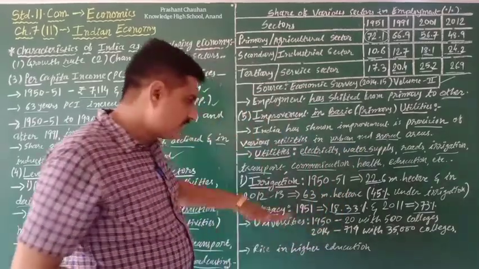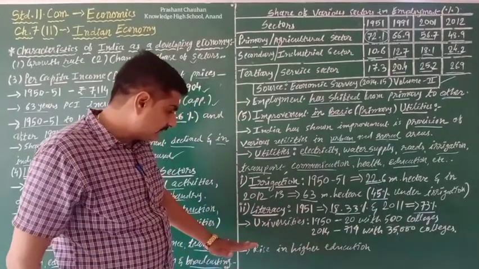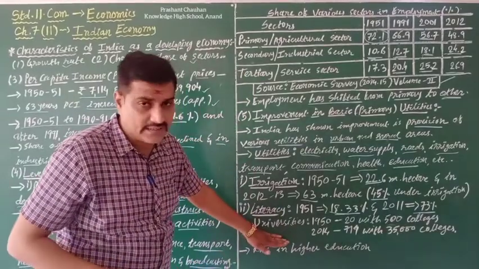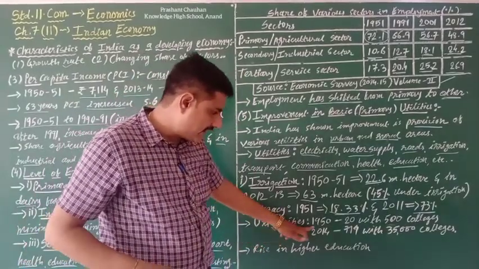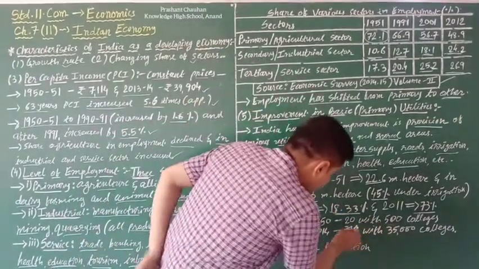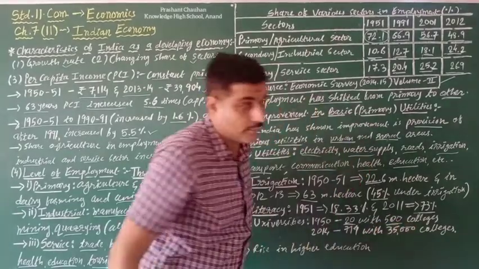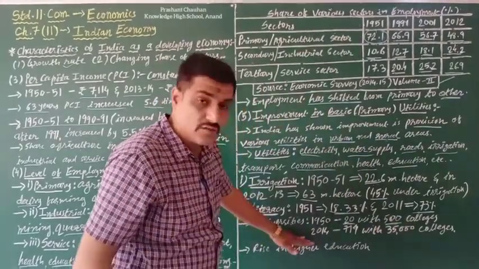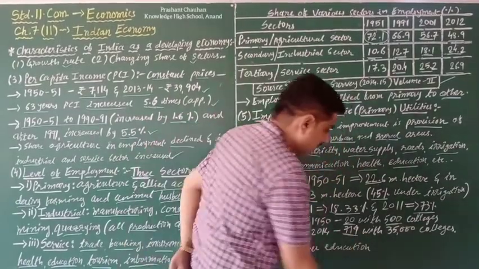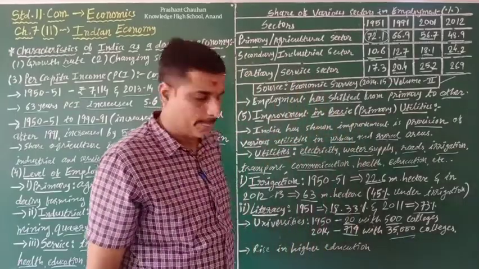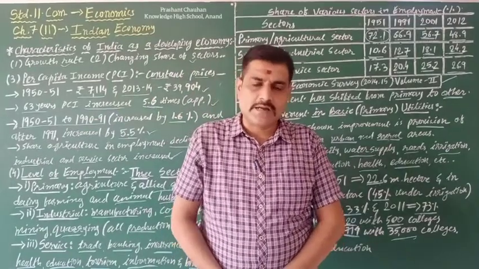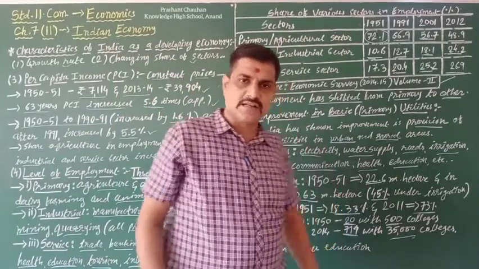Against this discussion, one more point: universities are increasing. In 1950-51, there were 20 universities with 500 colleges. In 2014, the universities increased to 719 and colleges to 35,000. That shows our education system provides better education, and there is a rise in higher education.